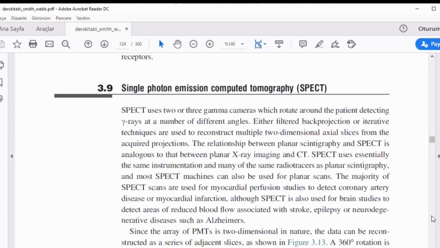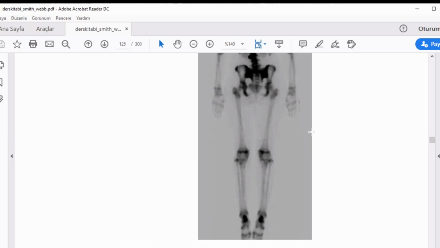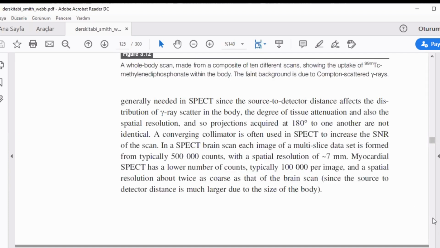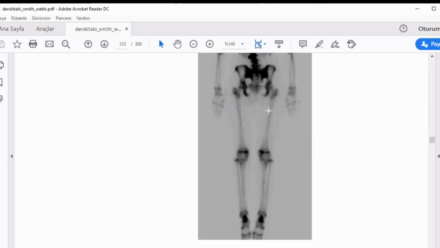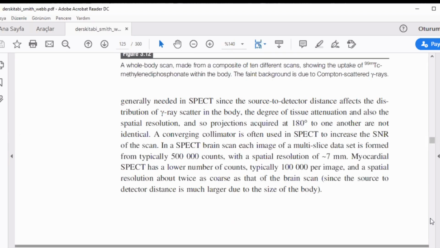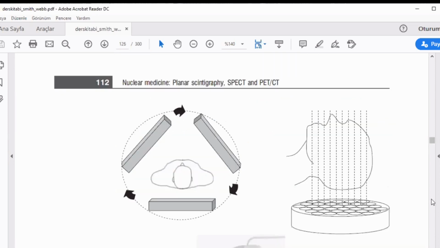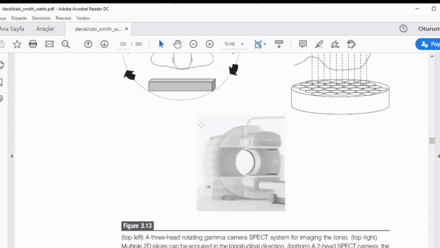Now, after finishing, we come to single photon emission tomography. Basically, this is an image of the whole body when the bone regions are radioactive. Mostly the radioactive tracers are gathered in bone regions, and the detector is rotating around the body. There may be multiple detectors, all rotating around the body to form the tomographic image. This is the appearance of the system with 2 detectors, 2 gamma cameras.